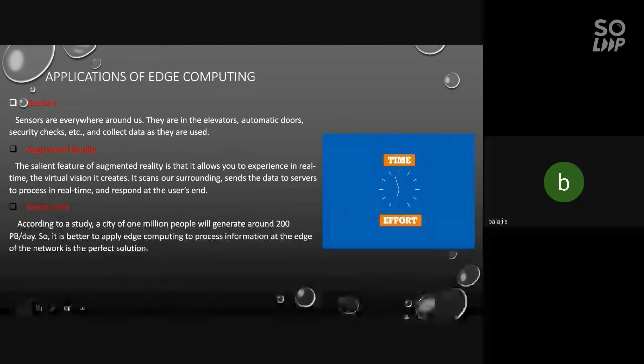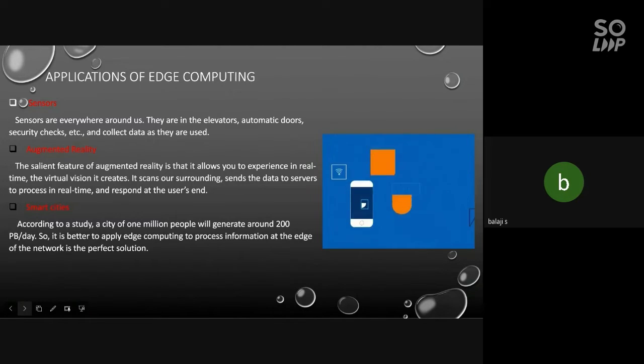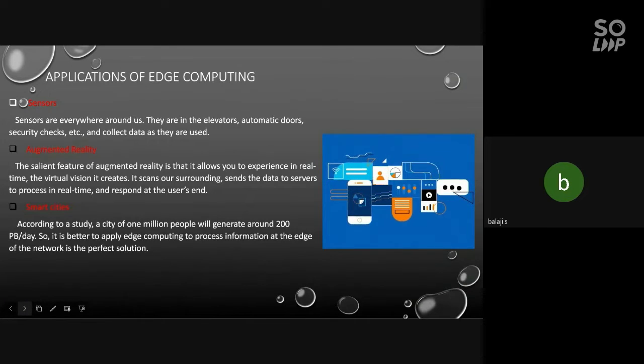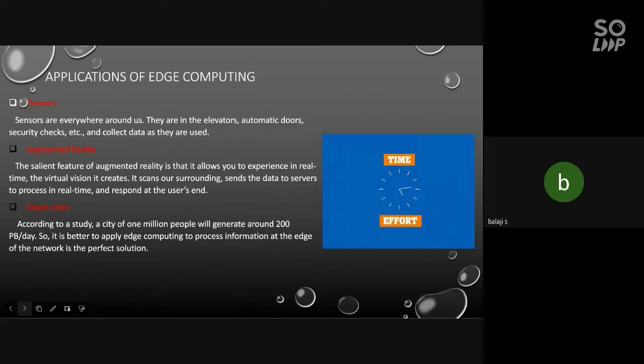According to a study, a city of 1 million people will generate around 200 petabytes per day. So it is better to apply edge computing, as processing information at the edge of the network is the perfect solution.